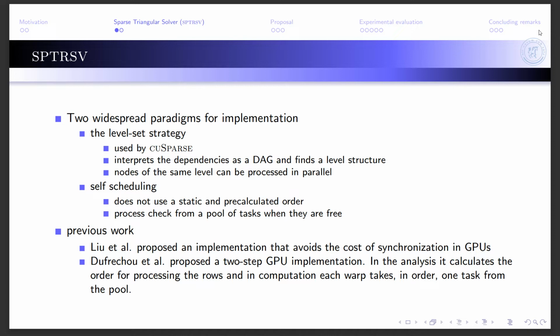There are two previous works that are important for our work. One is from Liu et al., that proposes an implementation that avoids the cost of synchronizations in GPUs, and the one we already mentioned, Freire et al. They proposed a two-step GPU implementation. The first step is the one that does the analysis, and the second one is the one that does the solving.